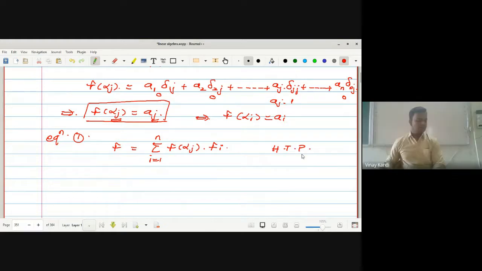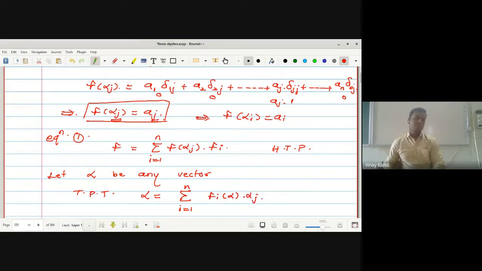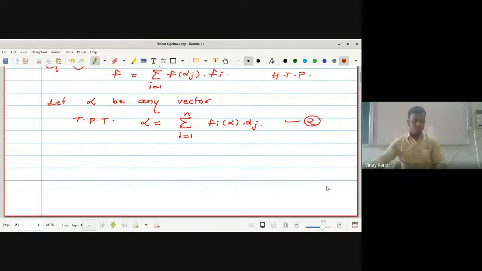No, sir. Now the second step. Let alpha be any vector. Okay, alpha be any vector. Now we have to prove that alpha we can write in the form of summation i running from 1 to n, fi of alpha into alpha i. Okay, so write down, this is equation number 2.